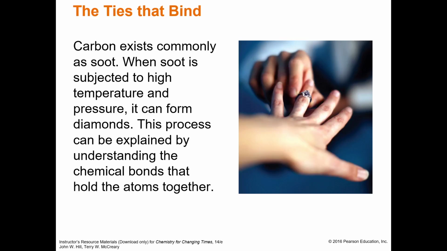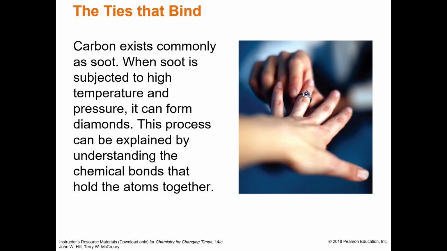So carbon, for example, is a great example of bonding because it has a wide variety of different types of bonding. So carbon commonly exists as something like soot. This is loose carbon, very small clusters of atoms, or even individual carbon atoms. And so soot, of course, is that black ash that develops on surfaces when they've been exposed to a fire. And when soot is subjected to high temperatures and pressure, you can start forming things like diamond.